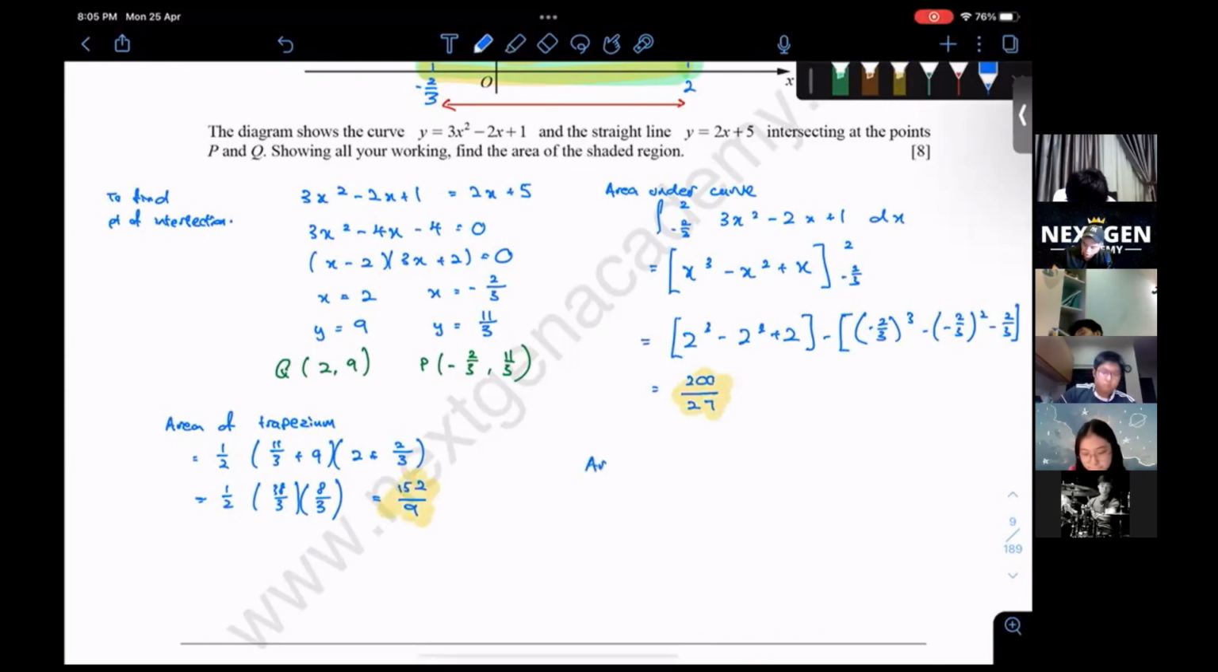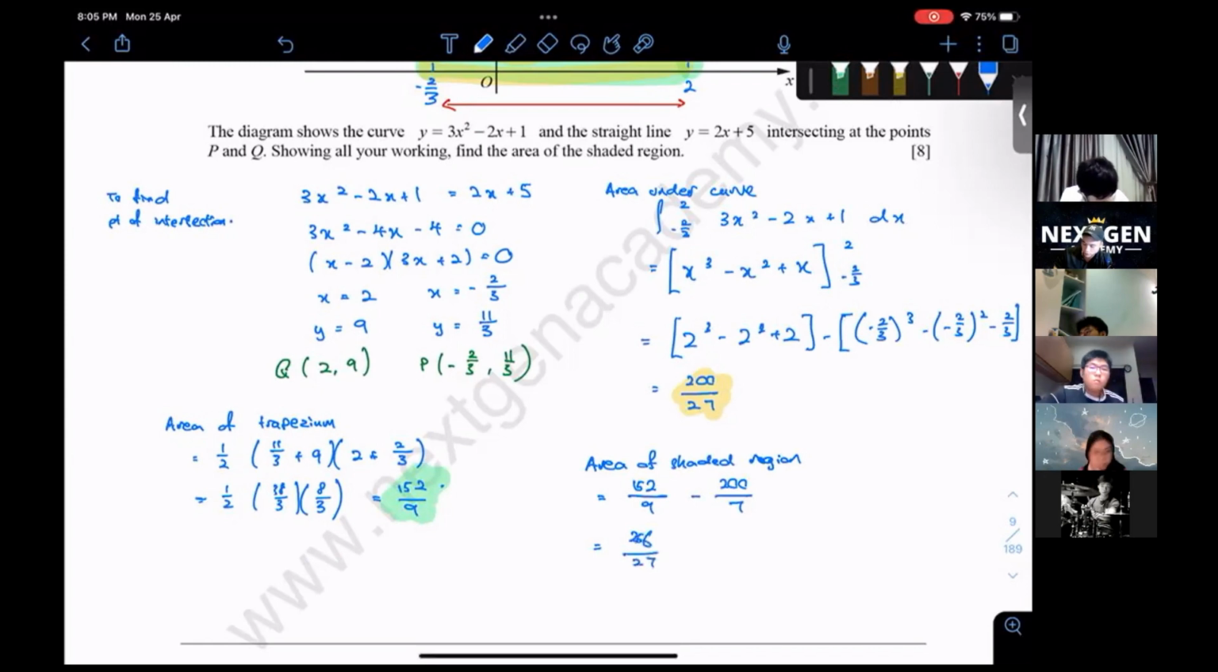For the shaded area, or shaded region, we take the green color part minus the yellow color part. And you will get 256/27 or 9.48. Okay, 9.48.